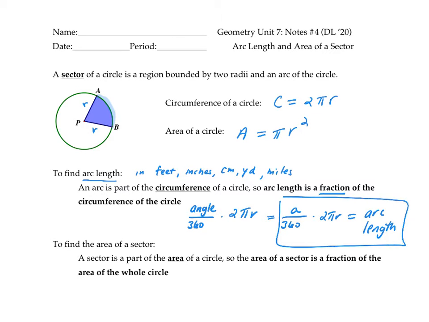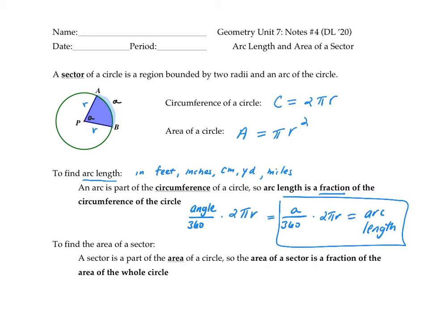Now, when you're finding that angle, A, just keep in mind that that central angle A is also equal to the measure of the arc itself. So if you know the arc in degrees, just take and divide that by 360.